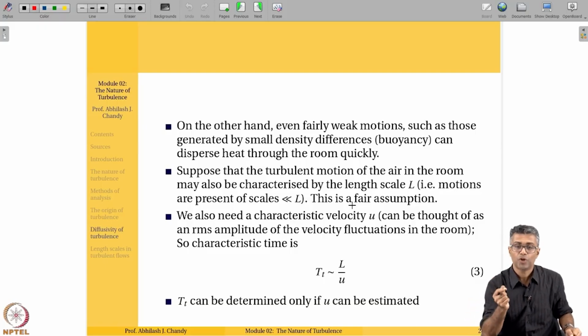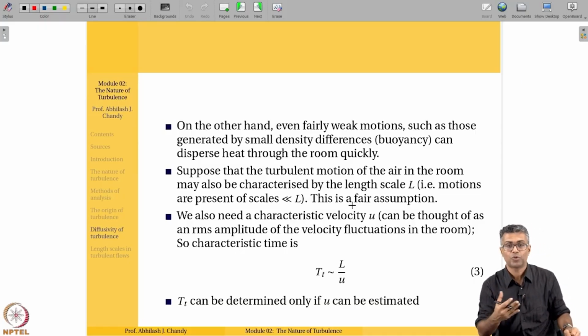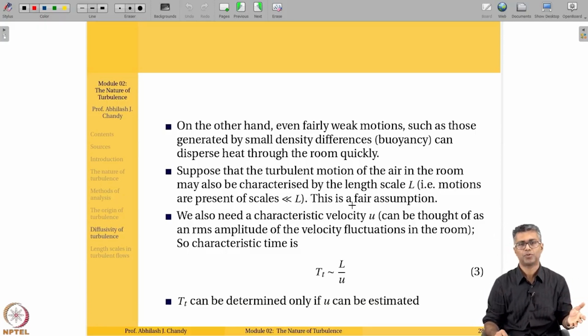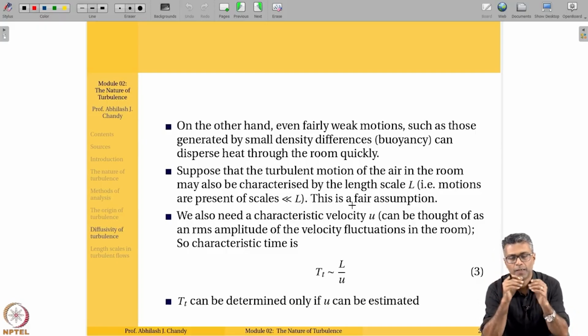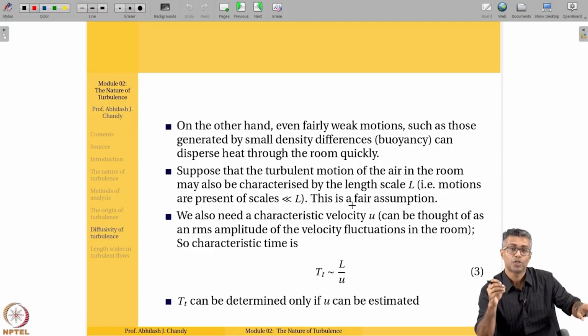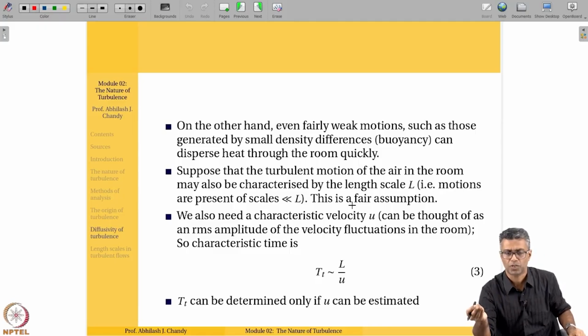Okay. Now, when you have airflow, and this is turbulent airflow, since airflow is associated with a velocity, you will also need a velocity scale. So a characteristic velocity. Typically this can be thought of as an RMS amplitude of the velocity fluctuations. So this is different from the previous scenario where there is no airflow. Now you have turbulent airflow, so you have to think of the velocity scale, and the velocity scale can be assumed to be the RMS amplitude of the velocity fluctuations.